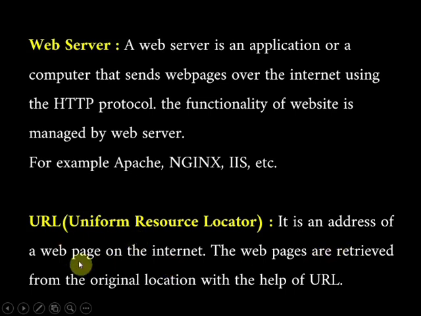It is an address of a web page on the internet. On the web, whichever website you are going to find, URL is important, and the web pages are retrieved, meaning opened, from the original location with the help of the URL. If the URL is given wrong, your web page is not going to be found on the internet and it will not open. So the Uniform Resource Locator is an address of a web page on the internet. With the help of the URL, anyone can locate or retrieve the web page on his or her computer.